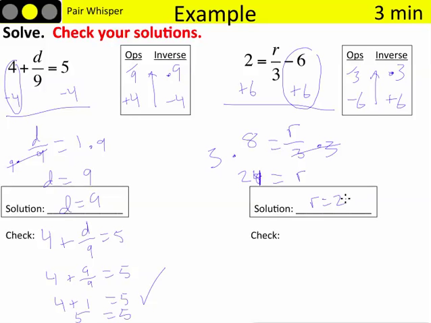So r equals 24. Now let's check out our solution. We're going to write our equation. 2 equals r over 3 minus 6. If r equals 24, let's check. 24 divided by 3 is 8. And 8 minus 6 is 2. So our answer is correct.